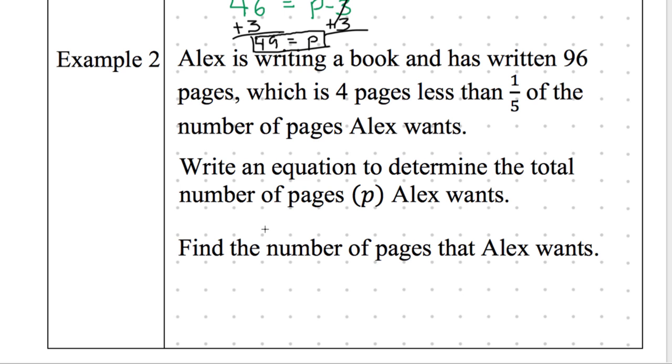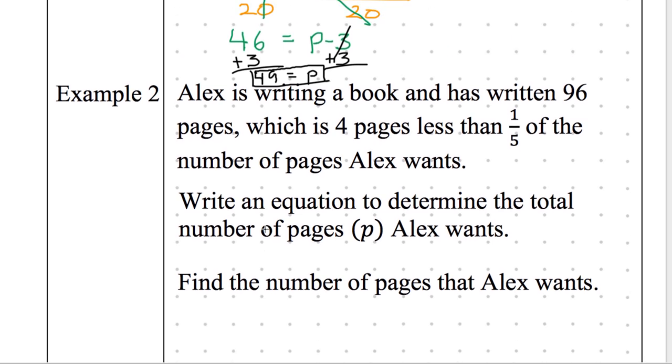Alex is writing a book and has written 96 pages, which is 4 pages less than 1/5 of the number of pages Alex wants. Write an equation to determine the total number of pages P Alex wants. Find the number of pages that Alex wants.